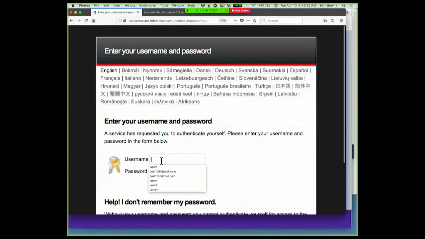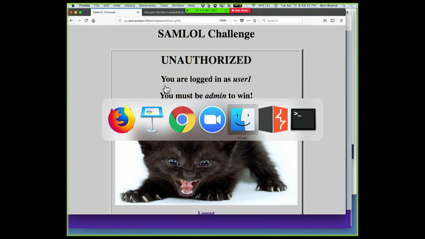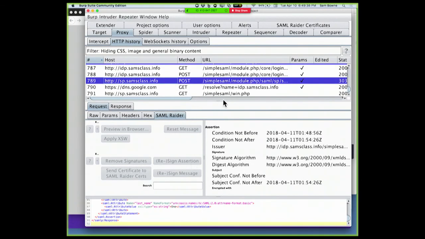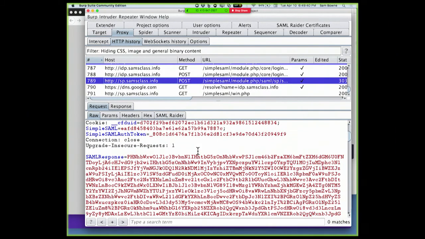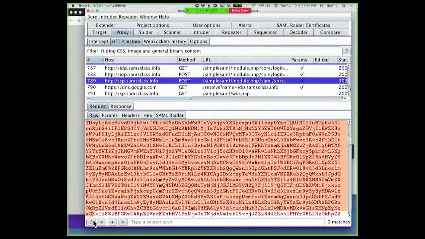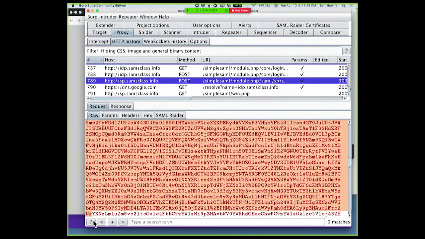So you go to some other service, and you log in here, like you might at Facebook, and then you're logged in as user one. And the reason you're logged in as user one, you can see it in Burp, is because you have this token. And the token is this horrible mess here called a SAML response. That giant blob of data is the token provided by the identity provider. And that proves who you are.